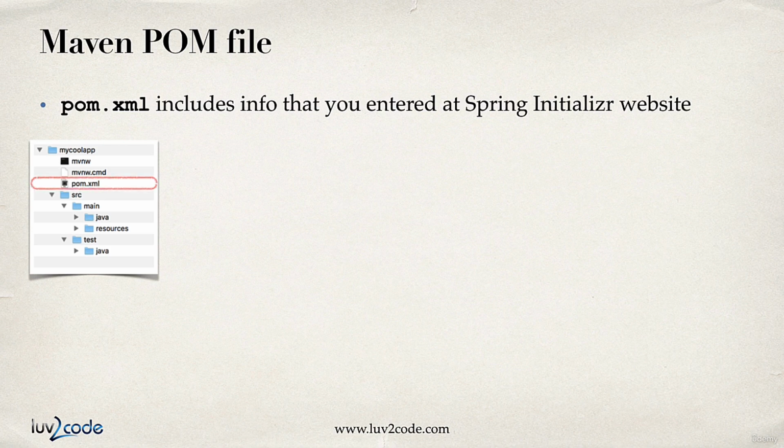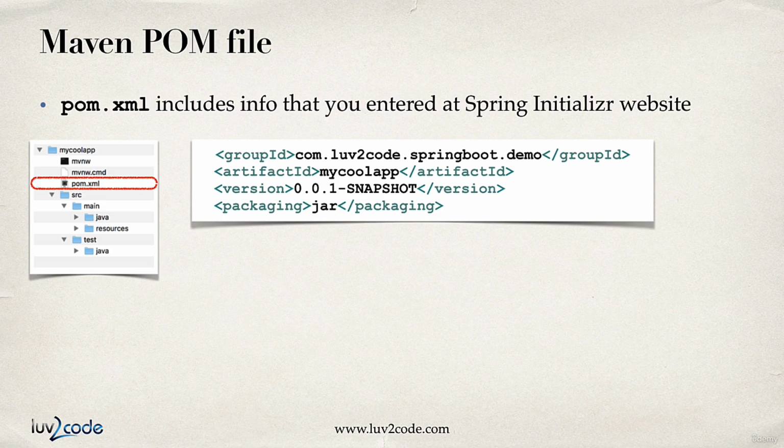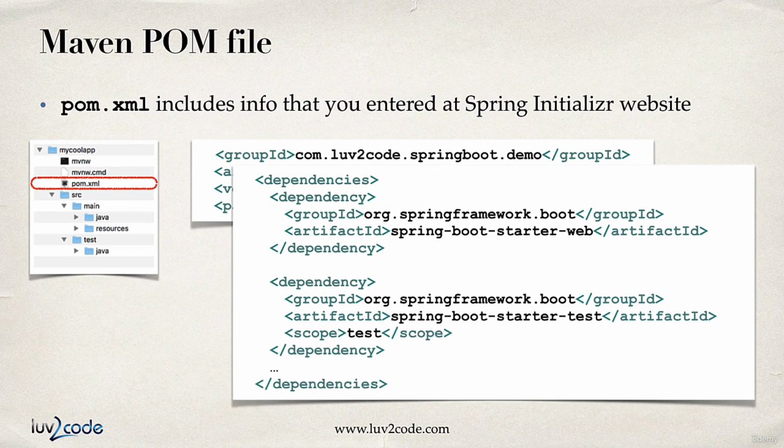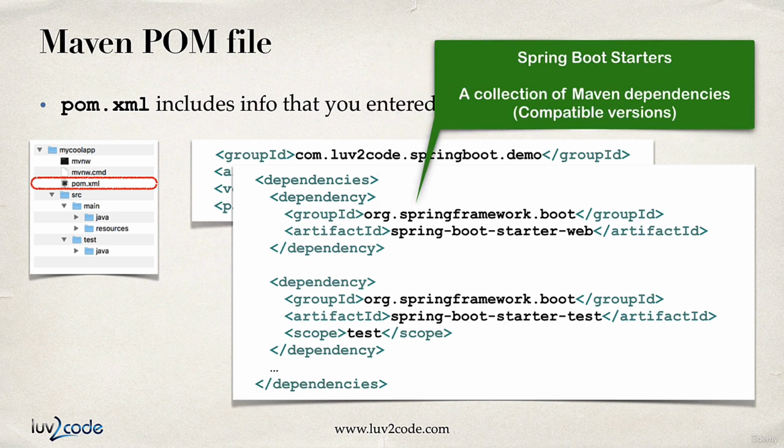Next, we have the actual POM file. The POM file includes the information that you entered at the Spring Initializer website. For example, you gave information about the group ID, the artifact ID, and so on. That information is automatically in the POM file that was generated. Then you'll also have a collection of Maven dependencies in the file. You'll notice that they're called starters. These are Spring Boot starters, which is really just a collection of Maven dependencies, and these are the compatible versions for these dependencies.